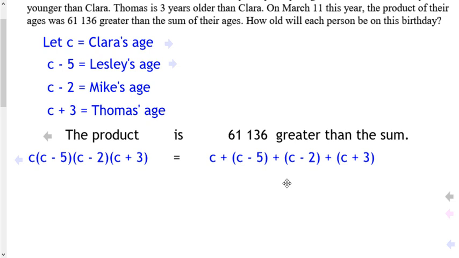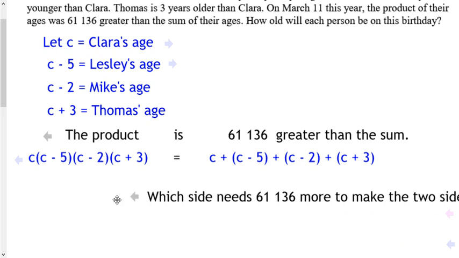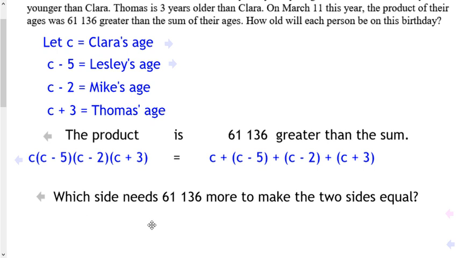When I have questions like this, sometimes I get confused, where it says the product is so much greater than the sum. So I start with thinking product, sum, which one of these is bigger? Oh, the product is bigger. So if this left side is bigger, which side do I want to add something to? Did I write that as a question here? Yes, I did. Which side needs to be 61,000-ish more to make the two sides equal?